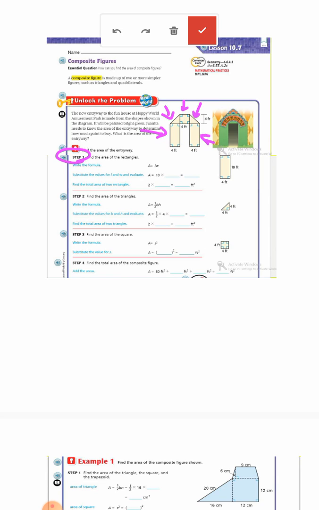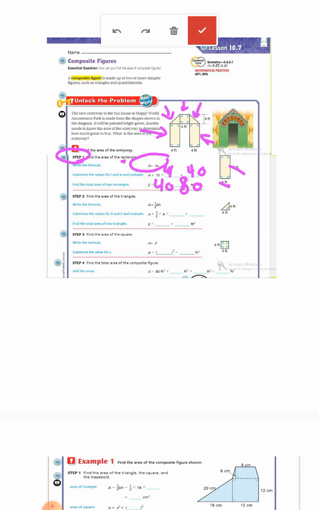Before that, the area of a rectangle is length by width. The length here is 10 and the width here is 4. So we are going to multiply 10 by 4, which is 40. Then we multiply it by 2 because we have a repeated rectangle here. So we have 2 multiplied by 40, and the whole is 80.